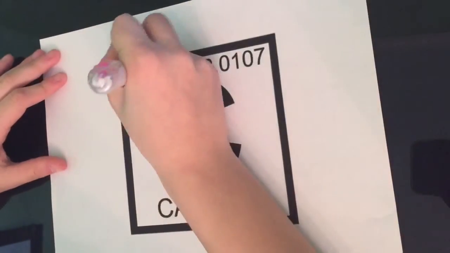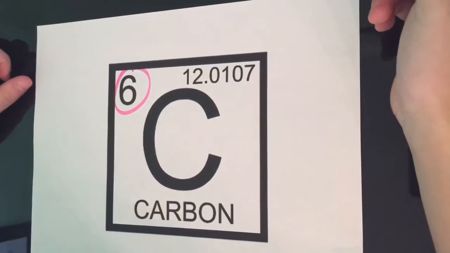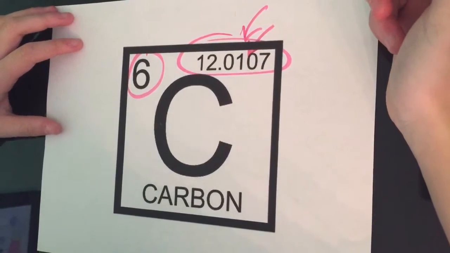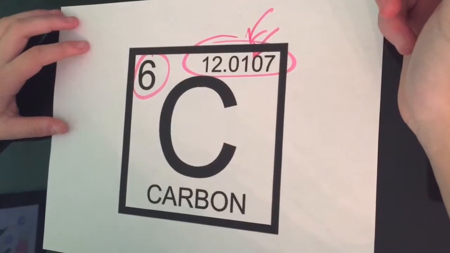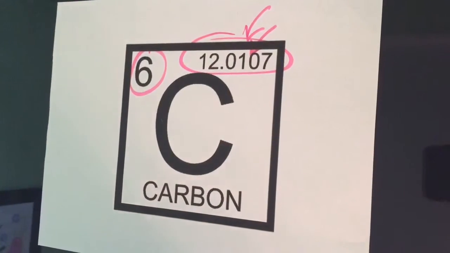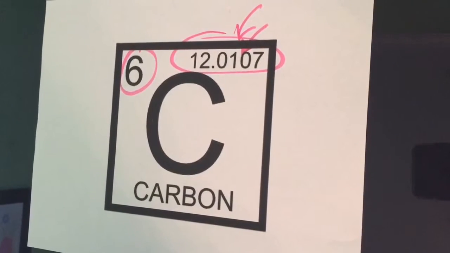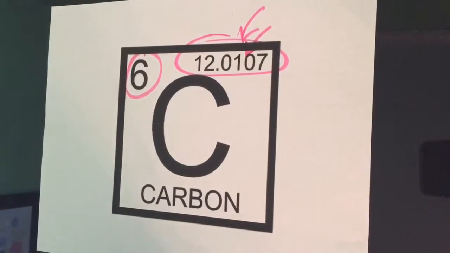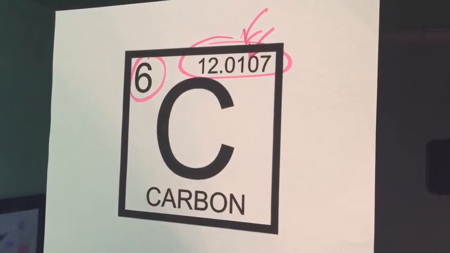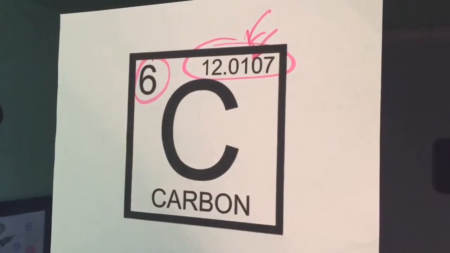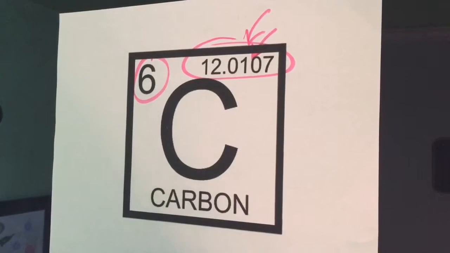The atomic number shows the number of protons and electrons in an atom. And then this number, which is usually a decimal, is the atomic mass of the atom. In order to find the number of neutrons an atom has, you subtract the atomic number from the rounded atomic mass. The reason that the atomic masses are usually decimals is because most atoms have isotopes, which are the same atom with a different number of neutrons. An example of an isotope is carbon-13, which has 7 neutrons instead of 6.